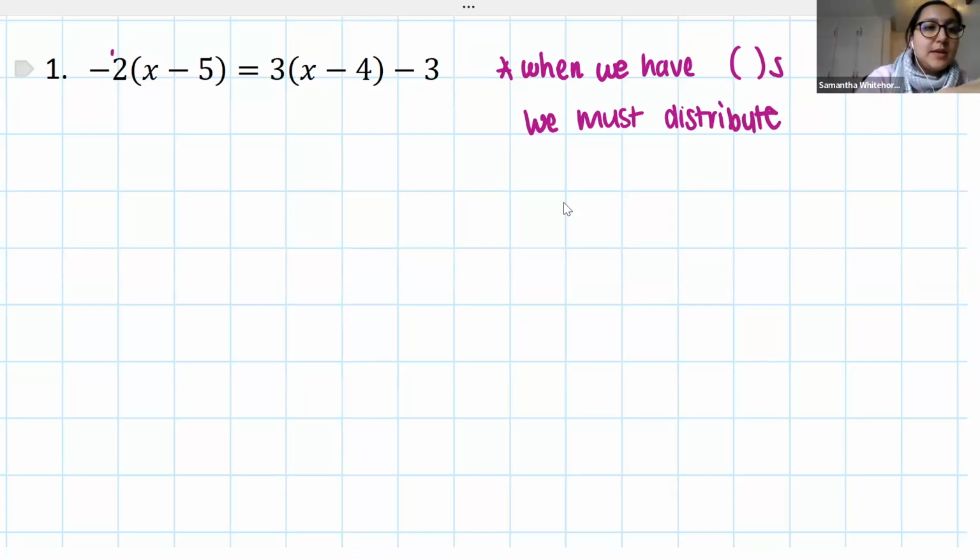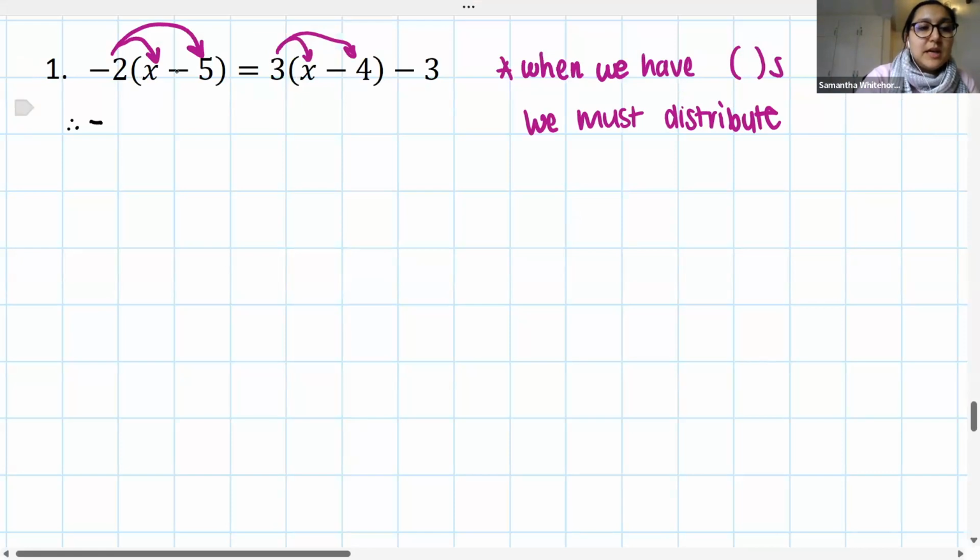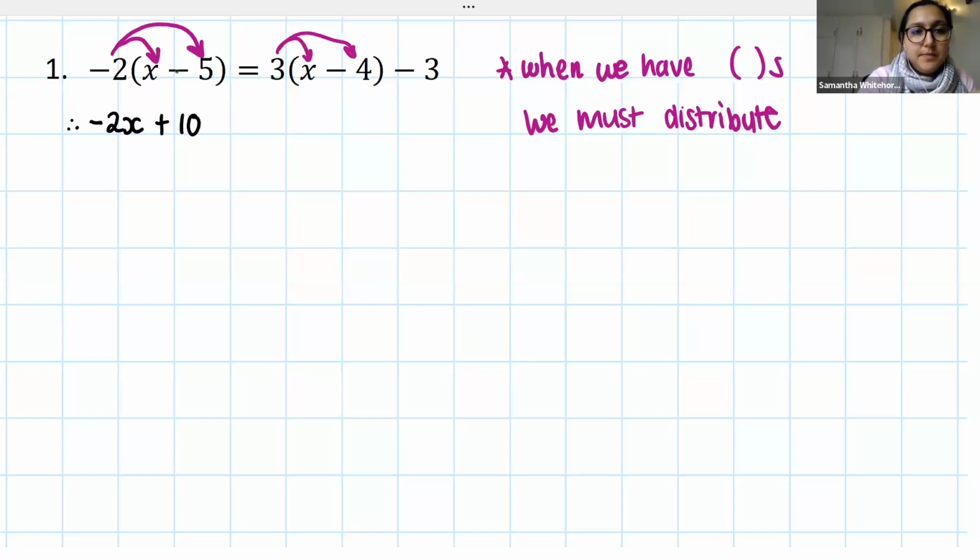So I'm going to take this -2 and multiply it into the first bracket. And on the right-hand side, the 3 is going to be multiplied into the bracket. So when I distribute, I end up with -2 times x, which is -2x. -2 times -5. Now, negative times a negative is a positive, and 2 times 5 is 10. So positive 10 is equal to 3 times x, which is 3x, and 3 times -4, which is -12, minus 3. So I always need to distribute first.